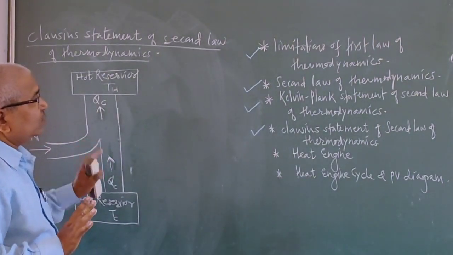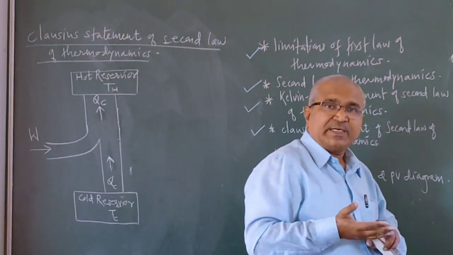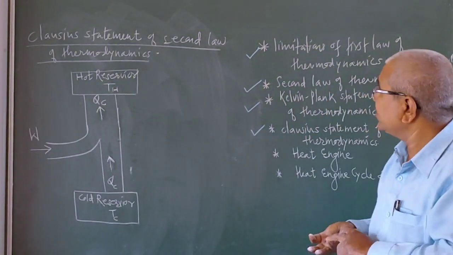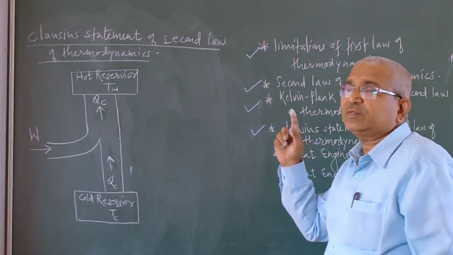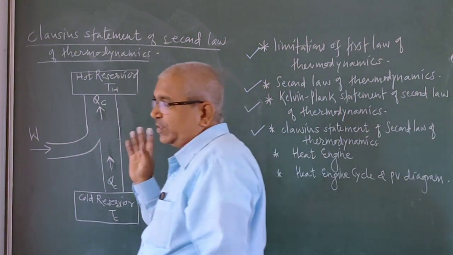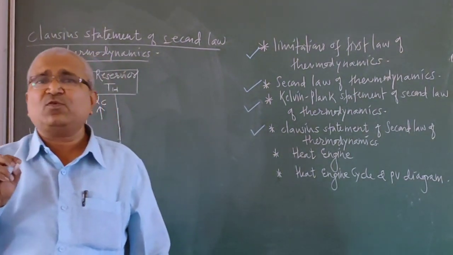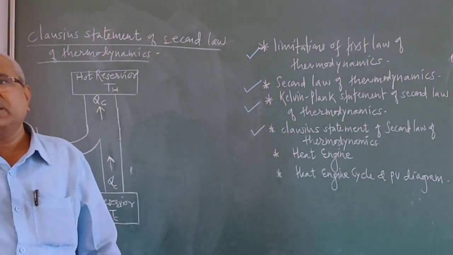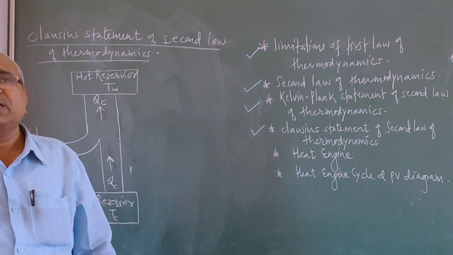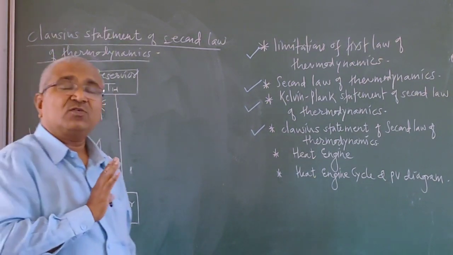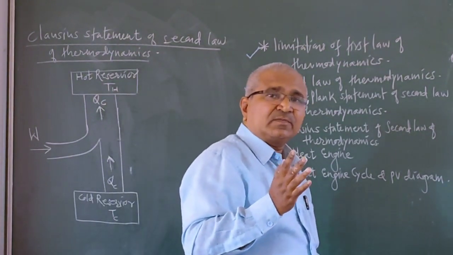Okay, so this is all about the limitations of the first law of thermodynamics that we learn. Then we learn the statement of the second law of thermodynamics. Actually, the statement given in the book is, I feel, somewhat complicated, so I have written an alternative statement on the board, so that I have explained. I will repeat that statement again.